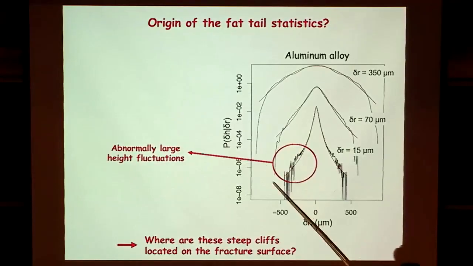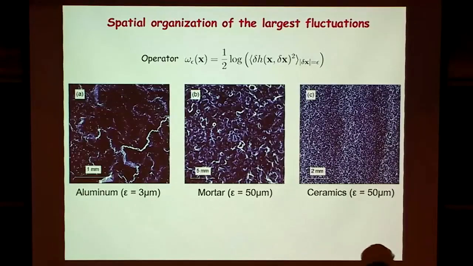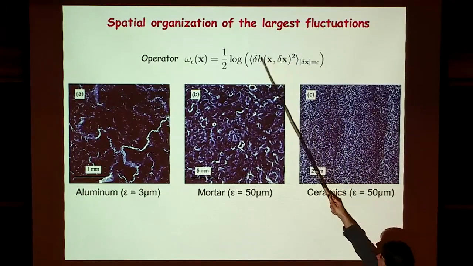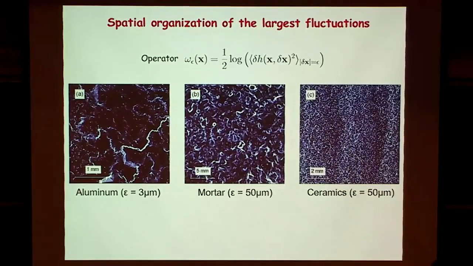To explore these fat tails, I'm going to look in the next slide at the position of these large events on the fracture surface. In other words, I'm going to look at the spatial location of the largest fluctuations, of the largest jumps, that correspond in practice to steep cliffs on the fracture surface. And to do it, I'm going to introduce an operator, omega, that I will define from delta H, that is the height difference between 2 points, averaged between A and B, where B is on a circle at some small distance epsilon from A, taking the log.